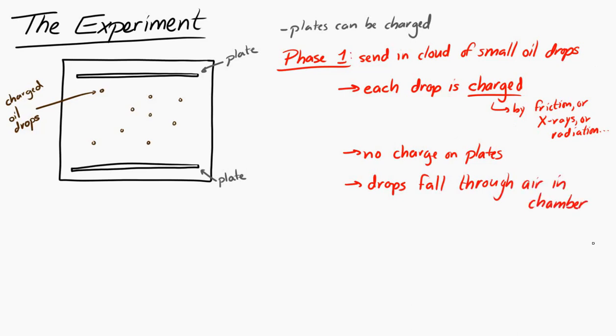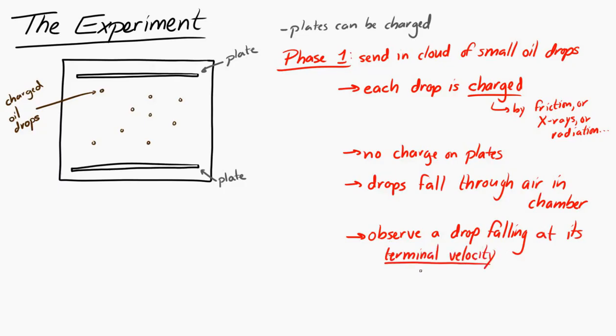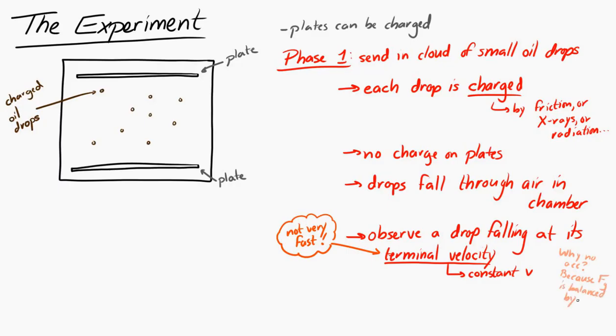He would observe one of these drops falling at its terminal velocity, and the terminal velocity for these drops was relatively low. So, they weren't falling very quickly. Remember, terminal velocity is when it's falling at constant velocity. But wait a minute, shouldn't it accelerate if it's falling? Well, no. In terminal velocity, the gravitational force is balanced by some upward force.